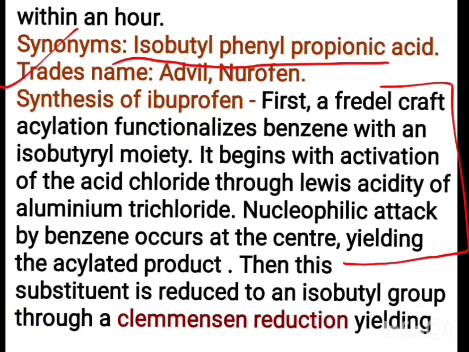Now the substrate is reduced to an isobutyl group through a Clemmensen reduction, yielding isobutylbenzene. We know that the carbonyl group can be reduced by Wolff-Kishner and Clemmensen reduction. So by using Clemmensen reduction, Zn/HCl, the C=O group is reduced to a CH2 group.